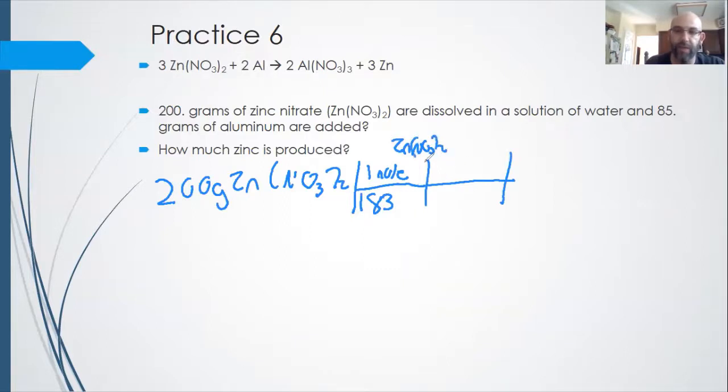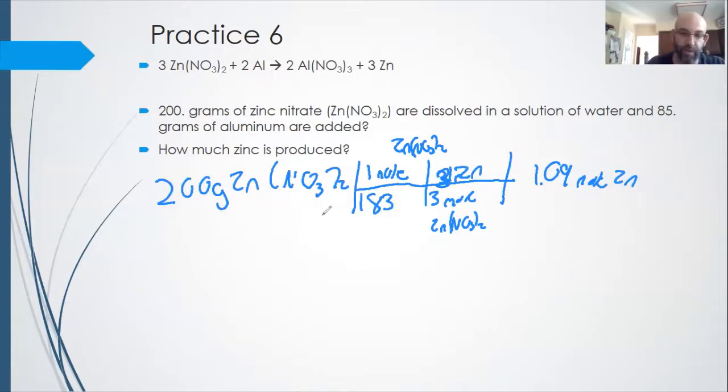Okay. And if we look at our equation, for every 3 moles of zinc nitrate, we get 3 moles of zinc. So now we can just solve. So 200 divided by 183, right, 1.09. All right, that's moles of zinc. Okay, so that's how much zinc the zinc nitrate produced.